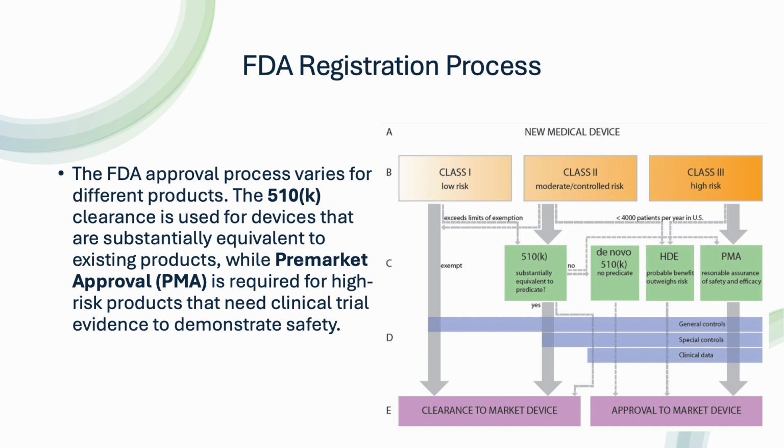Now we see that when we are dealing with engineered tissues, we are dealing mainly with class 2 and class 3 medical devices. Now the FDA approval process varies for different products, as we can see. The 510(k) clearance is used for devices that are substantially equivalent to existing products, while pre-market approval or PMA is required for high-risk products that need clinical trial evidence to demonstrate safety.